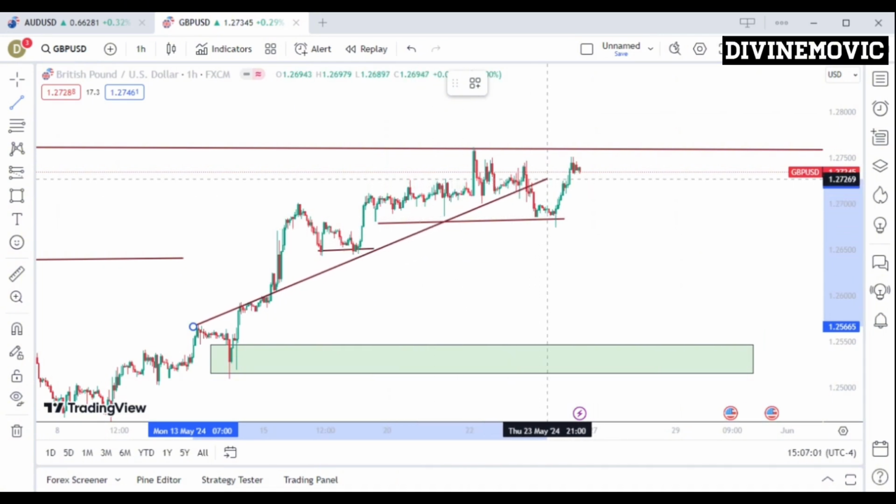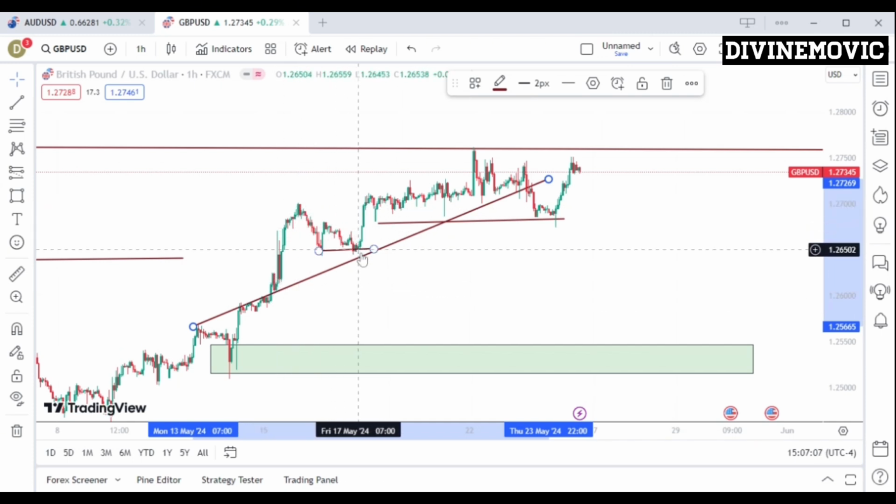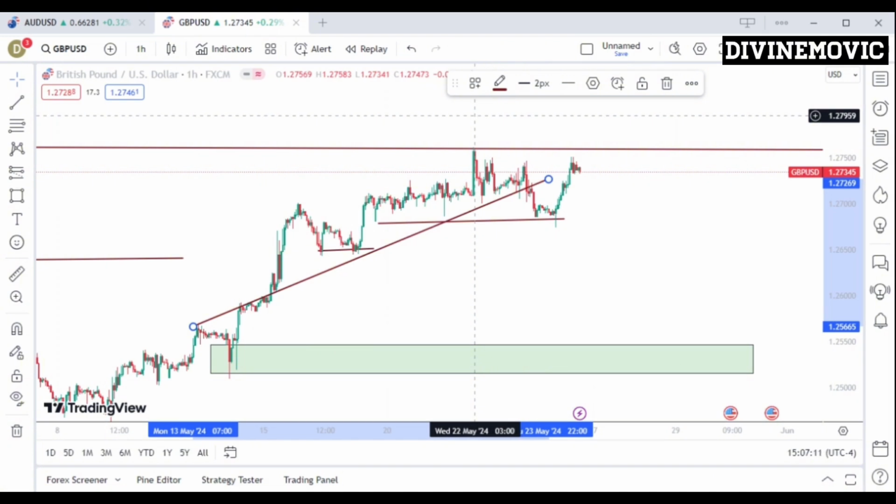Price was basically what? In an uptrend. Now, once price comes to this point, it buys. It comes back here, it still buys. Comes back, it buys. So price is simply giving us higher highs and higher lows. Price is respecting the trend. And at a point, price broke below the trend.